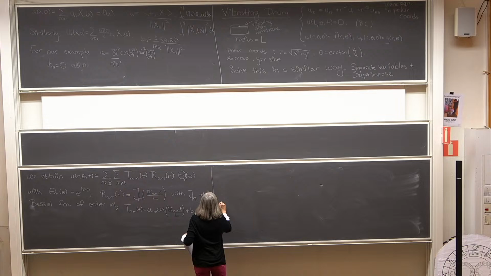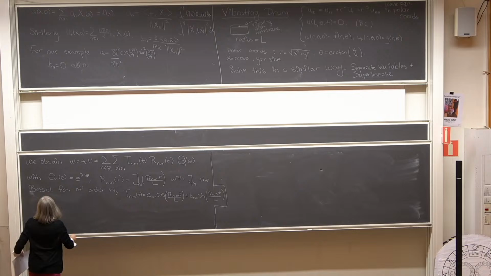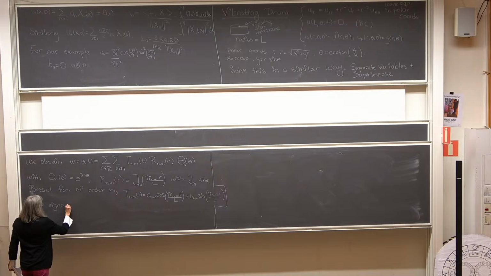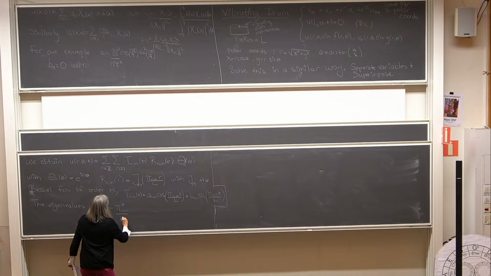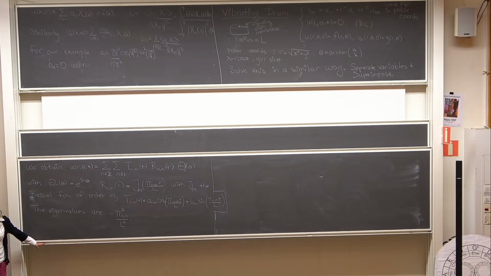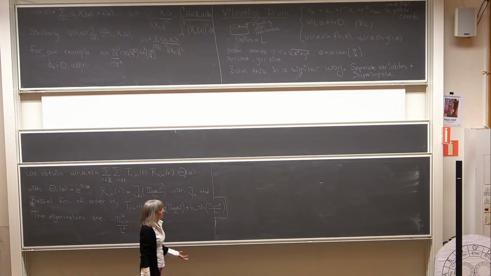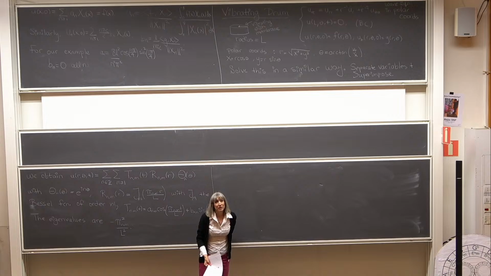And for this problem, these eigenvalues are now minus pi nm squared over L squared. So I should tell you what these pi's are. So pi is a special number, but there are actually lots of special numbers in math, and there are lots of special numbers related to how things sound.